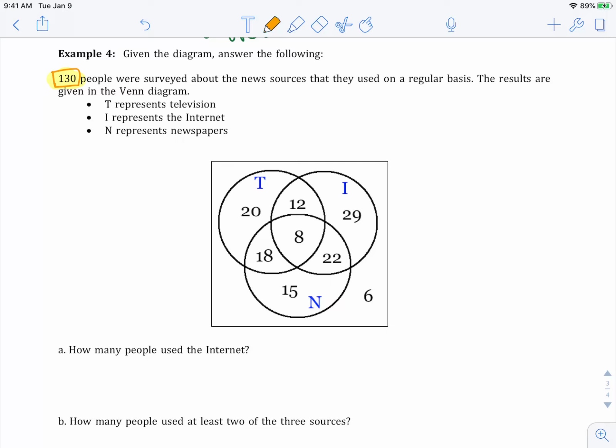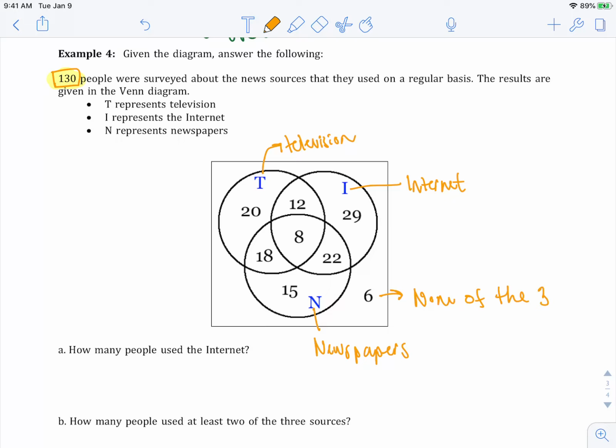T is for television, so I'm just going to write that. I is for internet. N is for newspapers. And 6 is neither, or none, I guess maybe I should say, since it's none of the 3. So that could be like, I don't know, they get it from their grandma. They don't care about news. They listen to the radio kind of thing.